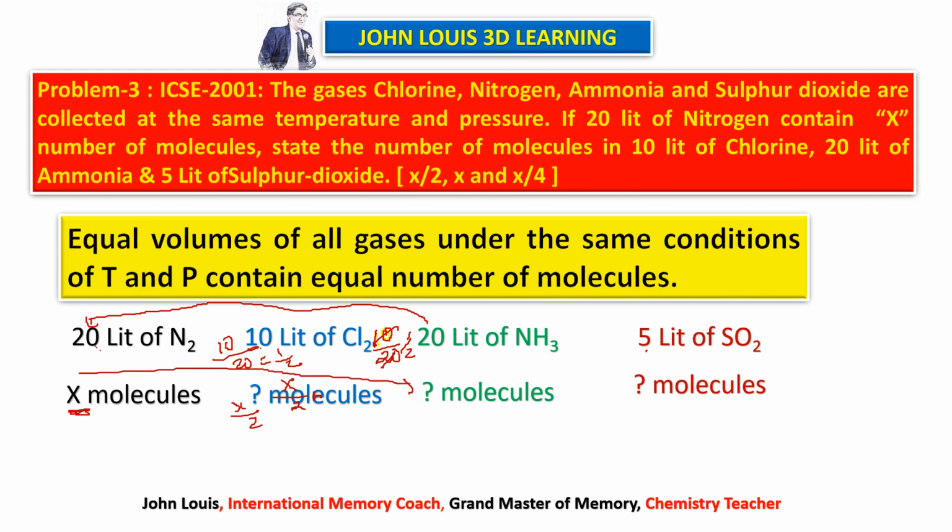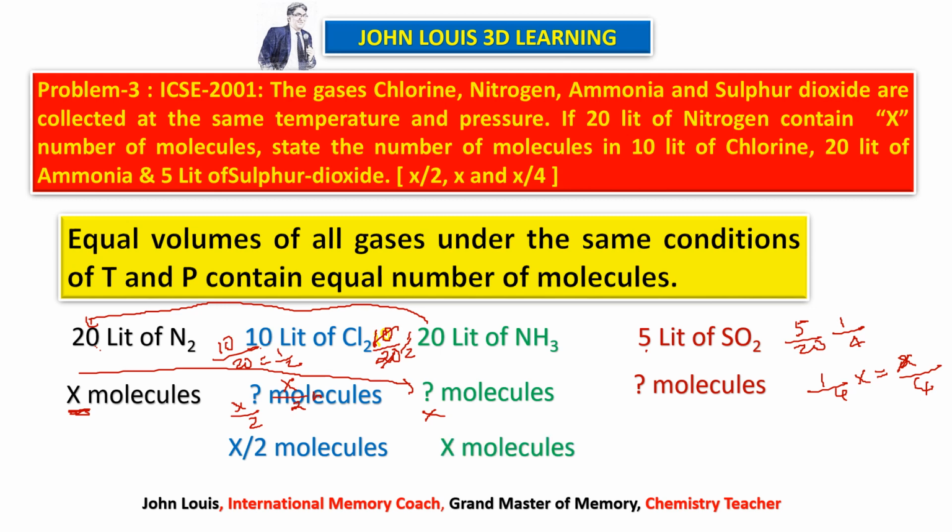And 20 liters of ammonia, both are the same. Am I right? This is 20, this is also 20. Therefore, the number of molecules also will be the same. Therefore, here it will be X molecules. And 5 liters of sulfur dioxide. So, this is 5, but what is the volume of nitrogen? 20. Therefore, what is the ratio? 1:4, that is 1 by 4. So, the nitrogen molecule count is X. Therefore, this will be 1 by 4 X molecules. 1 by 4 X is nothing but X by 4.